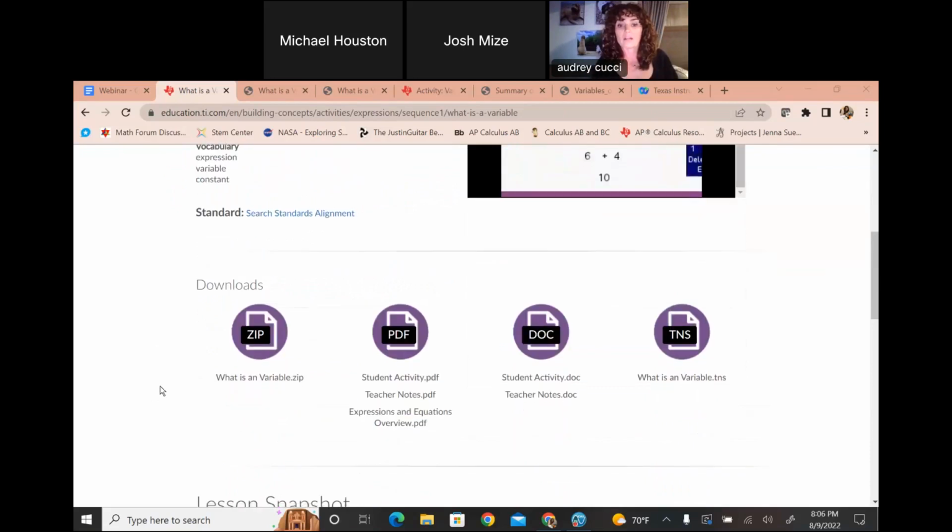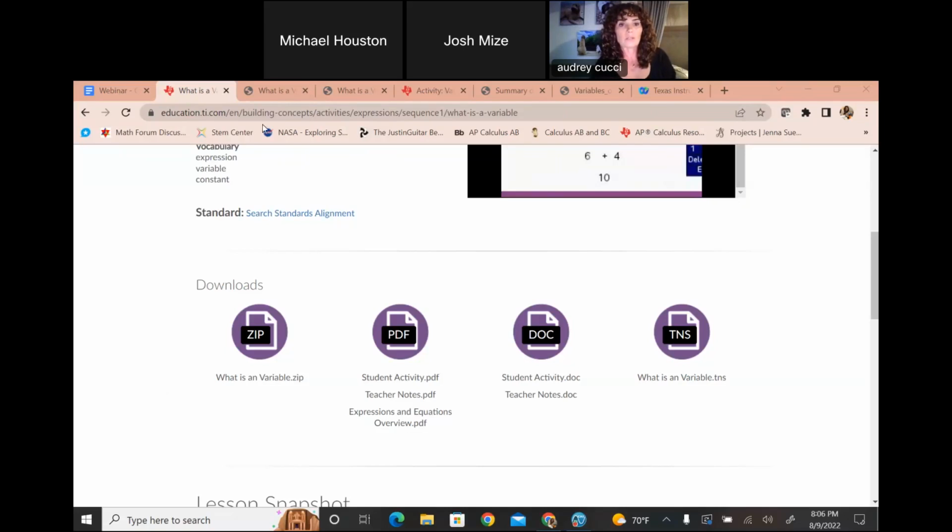We have a student activity that goes along with the calculator file, which really includes some incredible questions to guide the students along. And we also have teacher notes. I'm going to take a peek at those in just a moment. And then, of course, the calculator file, which we're going to work with as well.